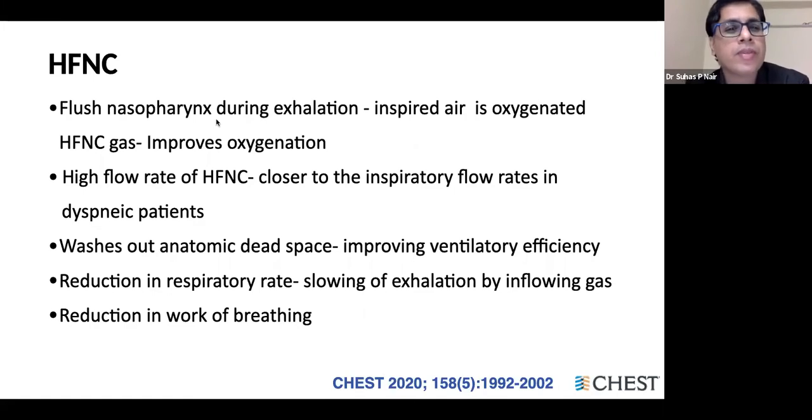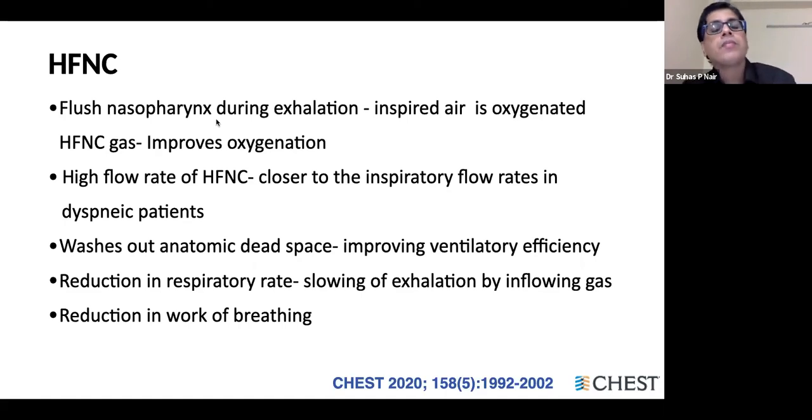Okay, so basics of the physiology, how the HFNC works. It flushes the nasopharynx during exhalation. Okay, so the inspired air is oxygenated with the HFNC gas, and during next inspiration, it improves the oxygenation.